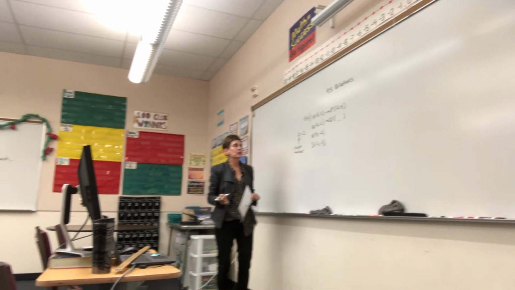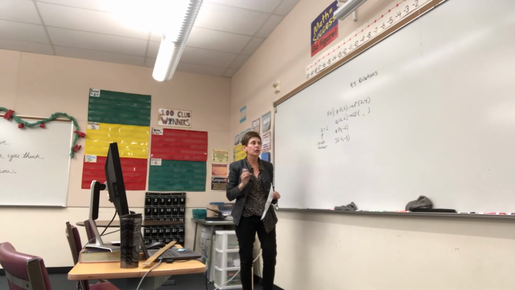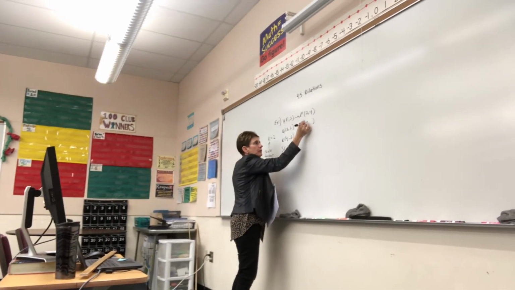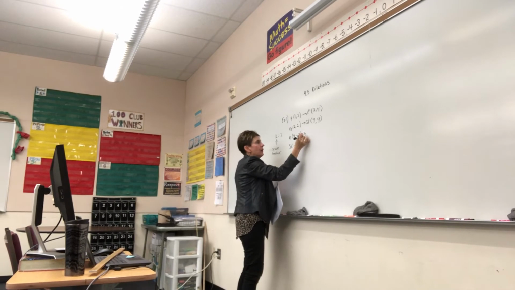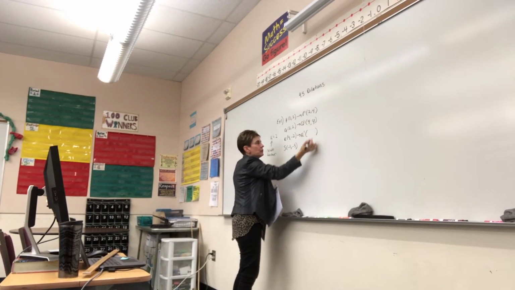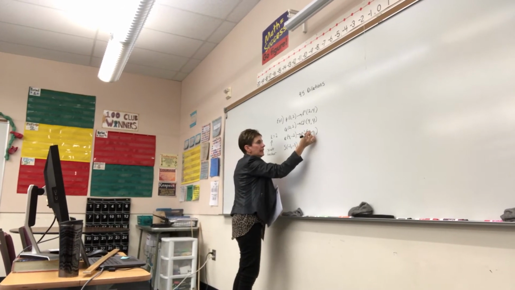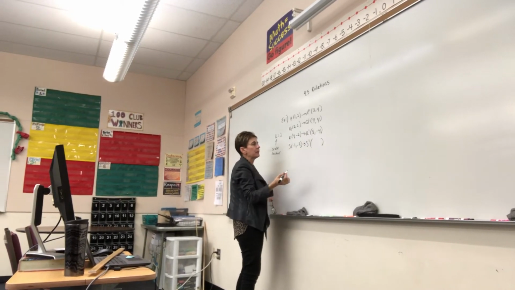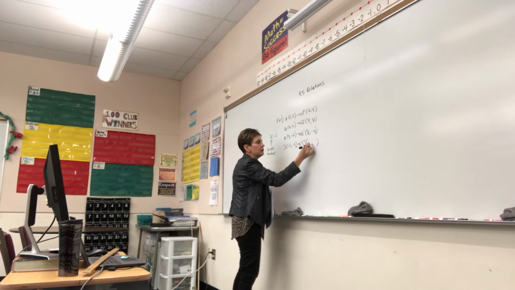If Q is at 2, 2, what would Q prime be at? It would be at 4, 4. And if R is at 4, negative 2, R prime would be at 8, negative 4. And if S is at negative 1, negative 3, S prime is going to be at negative 2, negative 6.